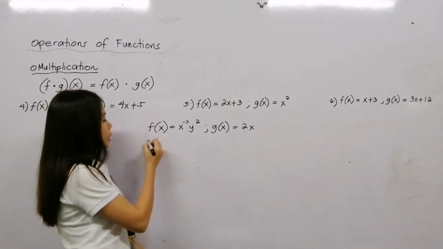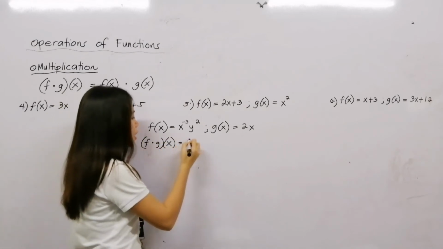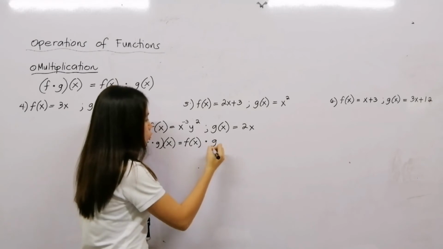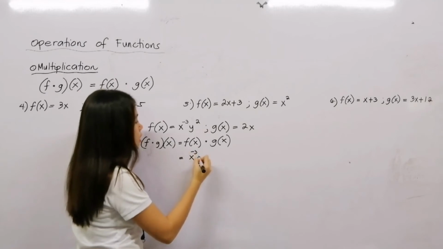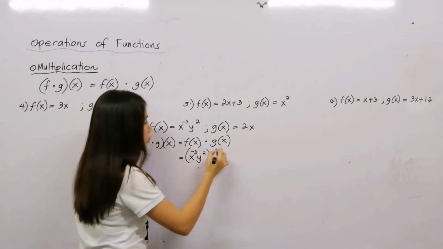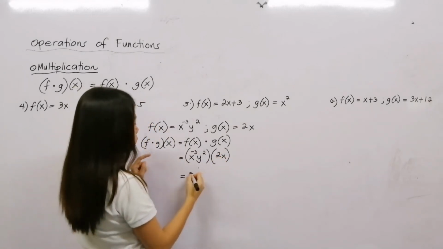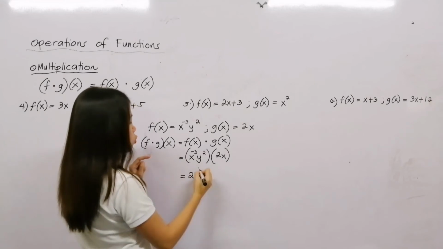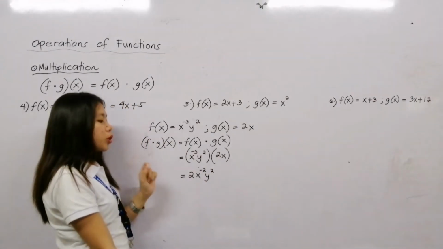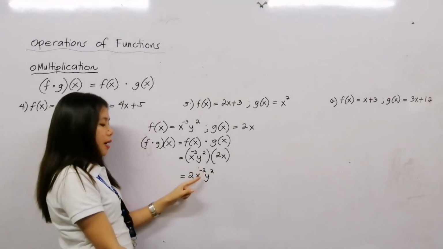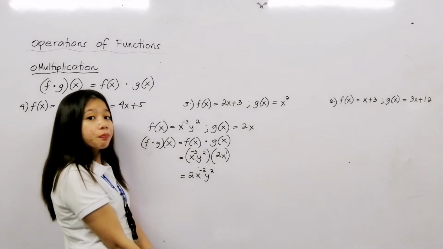Process would be ganito. F multiply to g of x is equal to f of x multiply to g of x. This would be x raised to negative 3 y squared multiply to 2x. This would be now 2 x raised to negative 2y squared. Bakit po siya naging negative 2? Diba? We copy the variable. Ito automatic, may 1 siya ng exponent, diba?